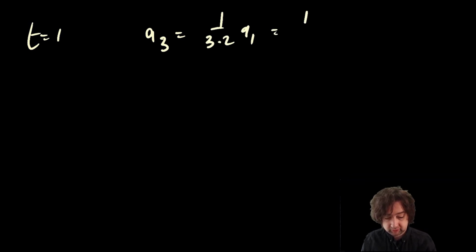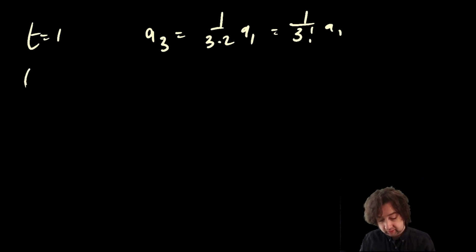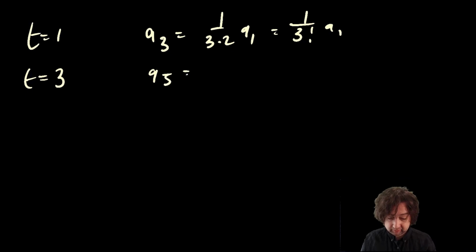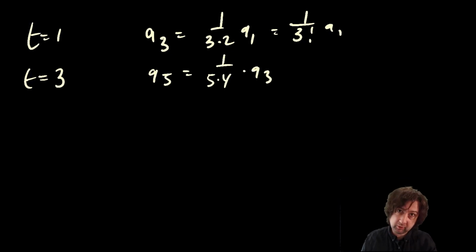For the other one, we could write down the same sorts of equations. When we put in t equals 1, we're going to get the expression a3 is equal to 1 over 3 times 2 a1, which is 1 over 3 factorial a1. If I put t equals 3 into the recurrence, we get a5 is equal to 1 over 5 times 4 times a3, but I know a3. This can be written as 1 over 5 factorial a1.